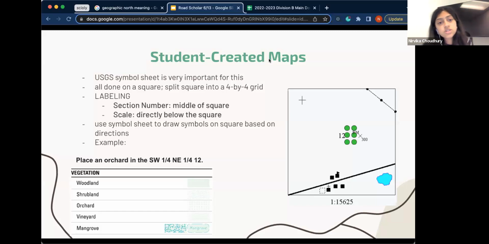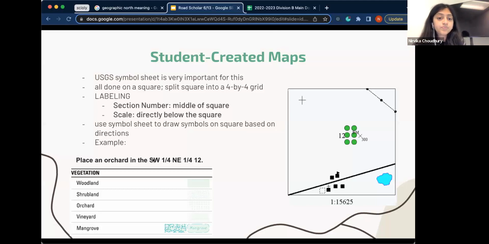So one of the instructions could be, right, labeling section number, middle of the square, scale directly below the square. If you see the USGS symbol sheet that I shared earlier, this is very, very helpful for this. Here on the bottom left, you see a screenshot that I took from the USGS symbol sheet. But here the instructions for a student created map, just one of them, was place an orchard in the southwest quarter of the northeast quarter. That is what this code language is. Southwest quarter of the northeast quarter in section 12.